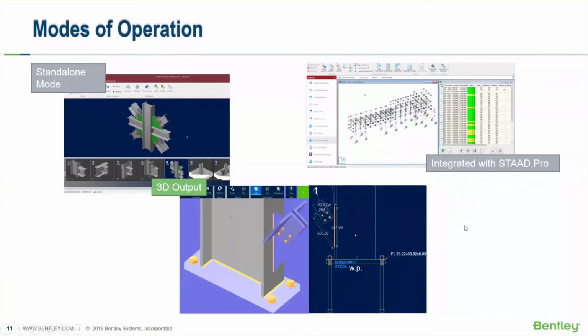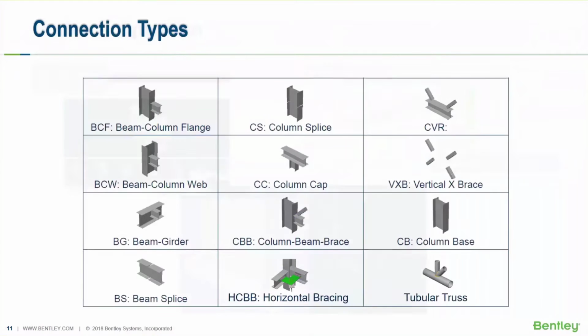And the most important benefit, which I see in using RAM Connection, is its calculation sheet. It's very impressive. It's like I've designed the connection as per my hand calculations, and I have that kind of a report that can be generated from RAM Connection. What are the connection types which we handle inside RAM Connection? So you can have a look at that.